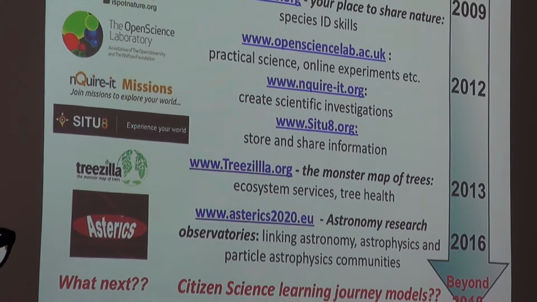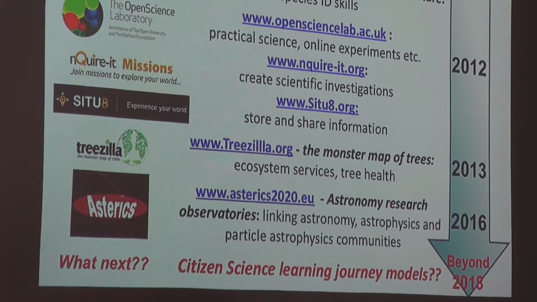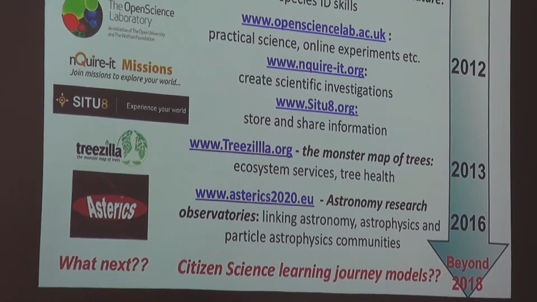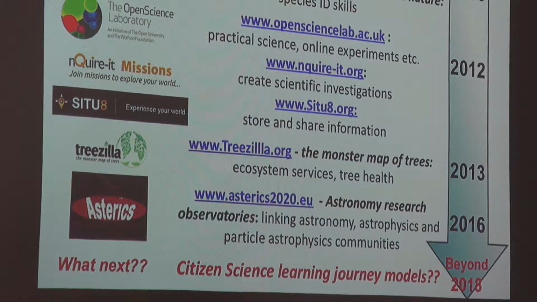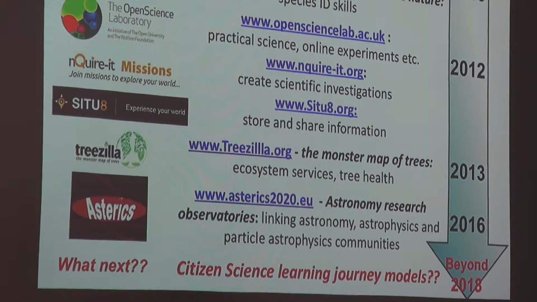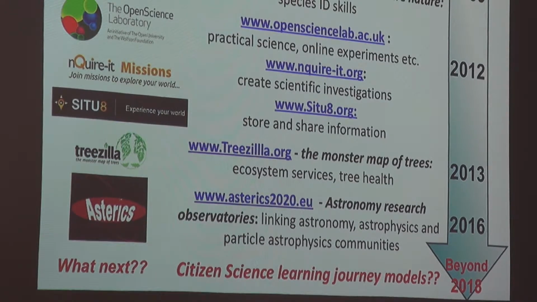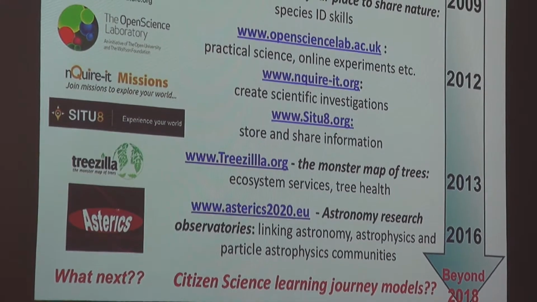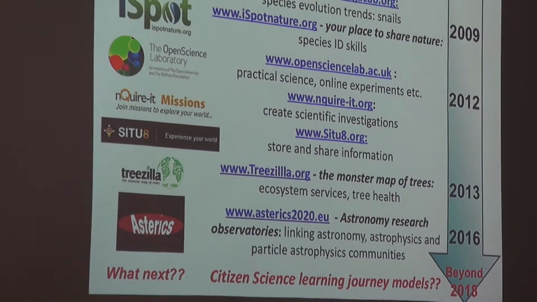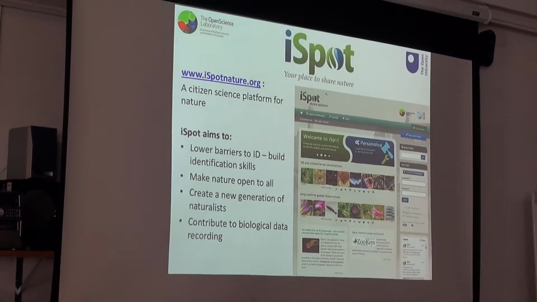And also Treezilla, another one that I manage, which is looking at mapping trees and giving you the ecosystem service value, was another initiative we launched around that time as well. And other things we've been doing at the university, we do some stuff with space science, which some people might know about, the Europlanets. But a new one that came on board a couple of years ago was Asterix, which is looking at astronomy, research, observatories. And the OU is leading the dissemination, engagement and citizen science component. So that's a new area that we're getting into. So what next? Looking into the future, possibly designing new models that can be shared and integrated across the range. And that's where I'll be going a little bit to tell you about what we've been doing with learning.